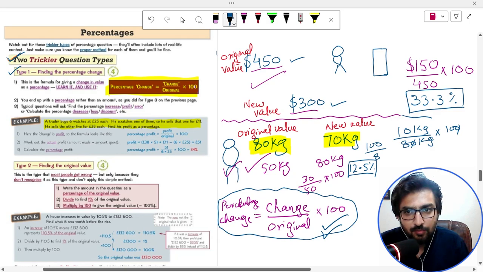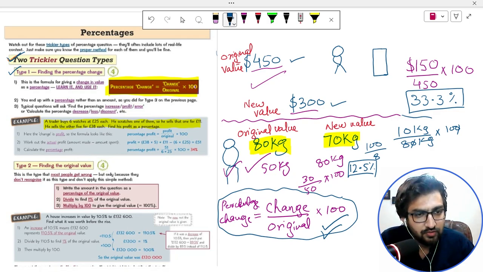It says that a trader buys 6 watches at £25 each. He scratches one of them, so he sells that one for £11. He's a trader, right? So he will buy watches and then sell them at a high price. But that one watch he scratched, so because of that he sold that watch for £11. You can see £25 was the original price, but he sold one watch for £11 because of the scratches. But he sells the other five for £38. You can see the difference. He bought at £25 and he sold at £38.